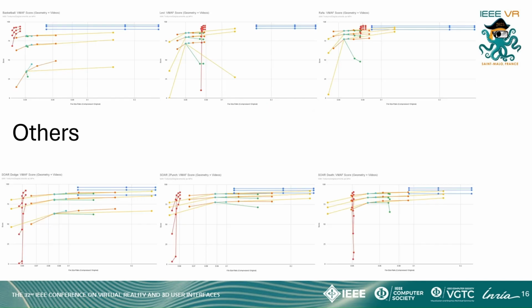Once again, this is present across all other datasets. We can see that there is a little more variation, particularly with the Levy and Rafa dataset, where the proposed method dips to very low VMAF scores. However, it maintains a consistent value across all the other datasets.